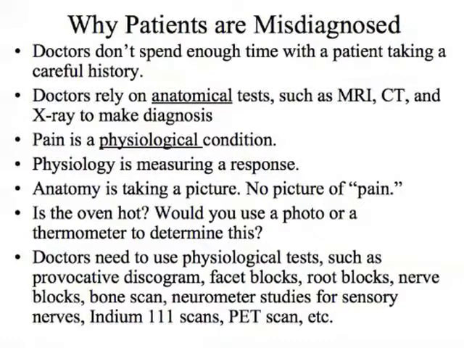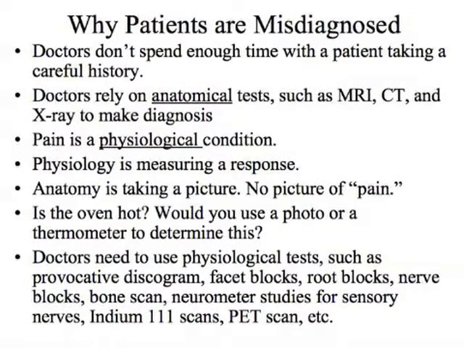But if I put a thermometer in the oven and the thermometer said 375, you could tell the oven is hot. The thermometer is measuring a physiological response. It's measuring heat, while the anatomical picture of the oven doesn't tell you anything about it. So what we really have to think about are what are the physiological tests that could be used to help establish a diagnosis to get rid of your pain. Because you notice I didn't say establish the diagnosis of pain, because pain is not a diagnosis, it's a symptom.